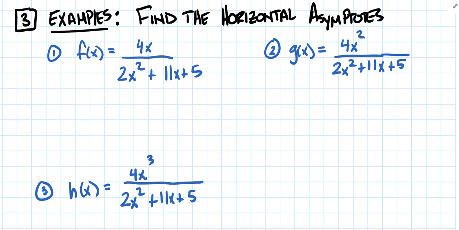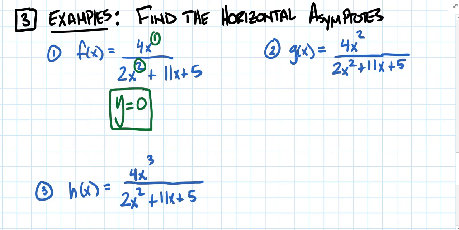Here are 3 more examples. We're going to find the horizontal asymptote for each rational function. Example 1: 4x over 2x squared plus 11x plus 5. The degree of the top is 1, and the degree of the bottom is 2. 1 is smaller than 2, so the equation y equals 0 is the guaranteed horizontal asymptote.